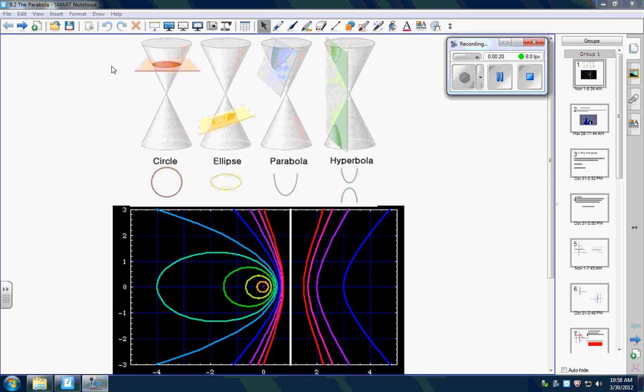A circle cuts it with a plane exactly parallel to the floor. An ellipse cuts it on an angle, which makes that shape. A parabola cuts it so it goes through the bottom of this cone. And the reason we have the two cones is for the hyperbola, or the hyperbole, however you want to say it. That has two parabolas stacked on top of each other going in opposite directions.